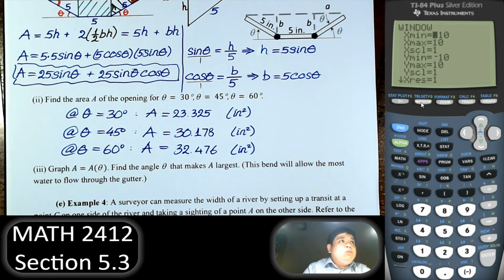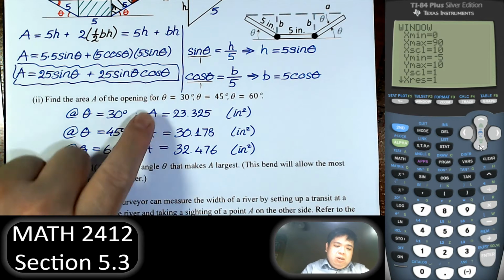And so we just go from 0 to 90 degrees. So I hit Window. Let's go from 0 to 90 degrees for the X scale. The scale, let's say 1 tick is 10. The Y minimum is not going to be negative 10, right? The area cannot be negative. So we could go from 0, but usually I would just say about negative 1 or negative 5.